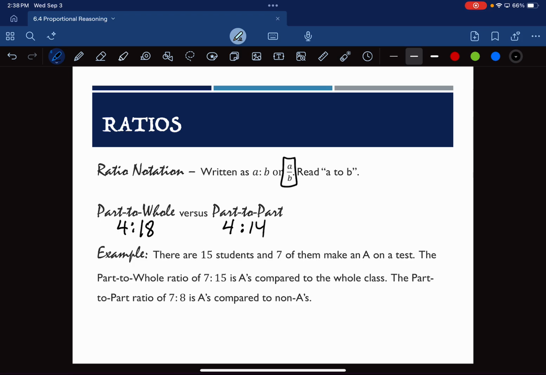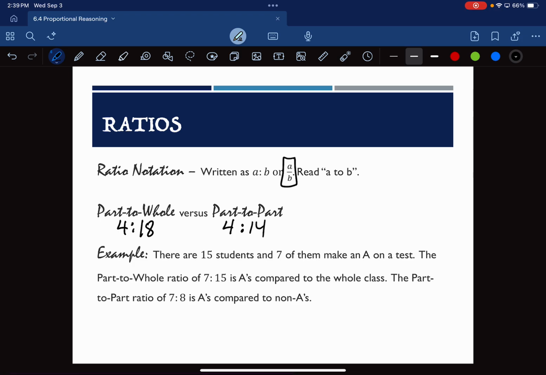And again, there are connections of this into some of the stuff we're going to be doing later in the semester. We'll come back to this idea of part to part and part to whole when we look at probabilities, okay? So there's 2 different types of comparisons we can make with ratios. And here's an example of another one. So there's 15 students and 7 of them make A's on a test.